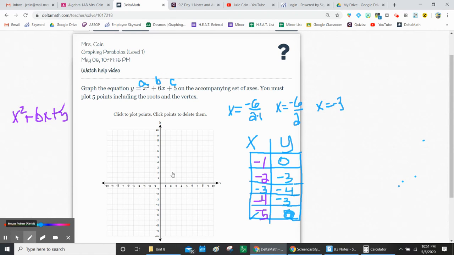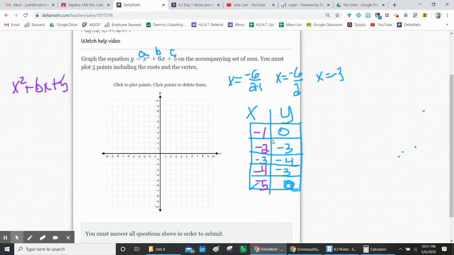So now that I've got all of those, I'm going to take this and plot them on my graph. So I want to plot the vertex, which was negative 3, negative 4. And then I've got to plot the roots and the vertex, so those specific points. So I had negative 2, negative 3, and I had negative 1, 0, and then I also had negative 4, negative 3, and negative 5, 0.